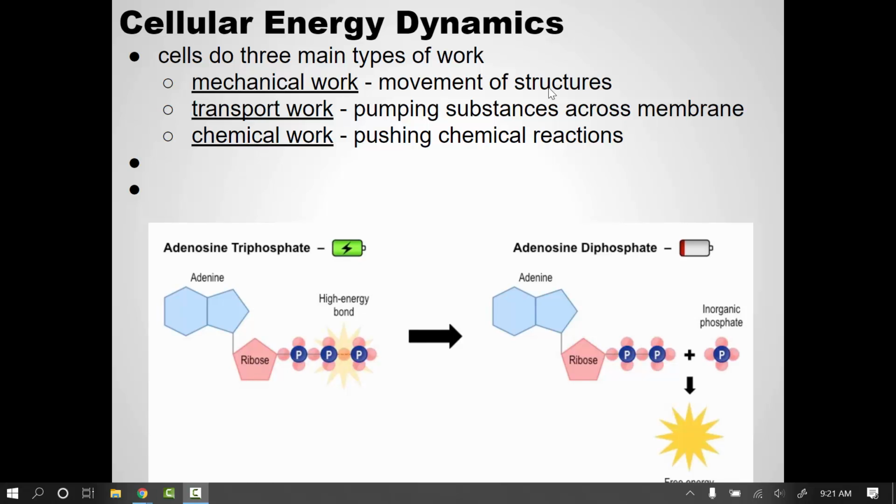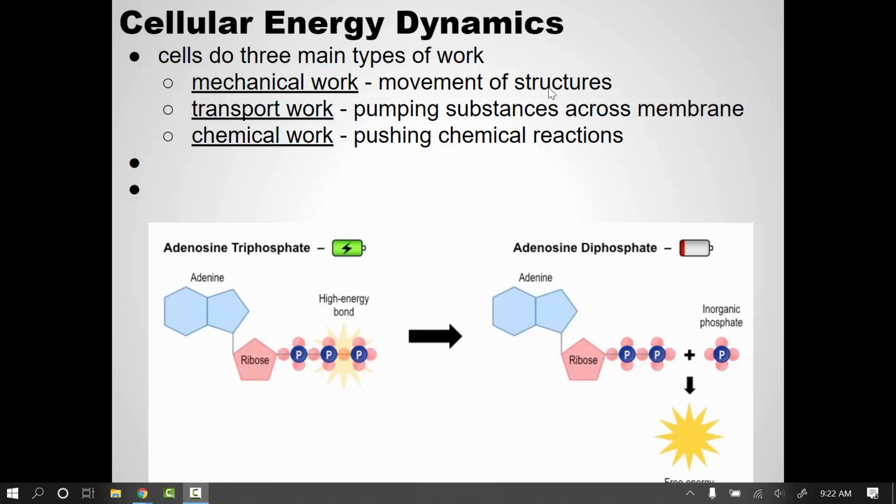We know that cells need energy to stay alive. So what do they actually need that energy for? Well, lots of different things. Three main categories are, one, mechanical work, to move things around in the cell.